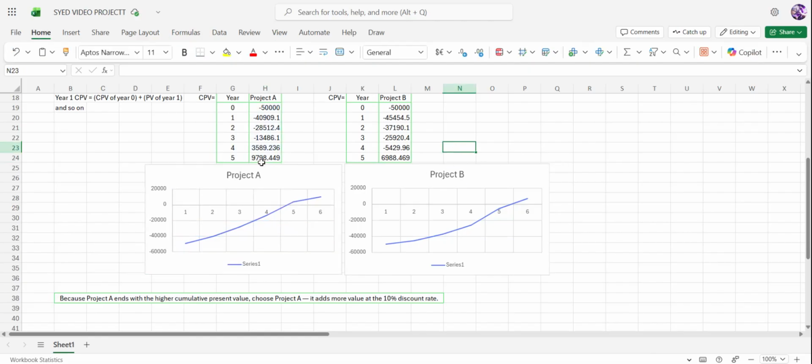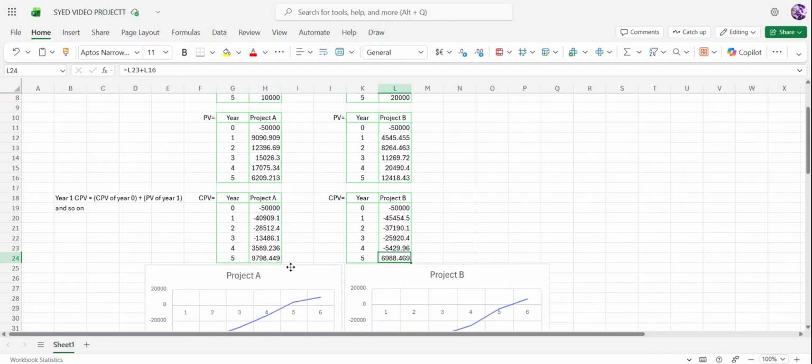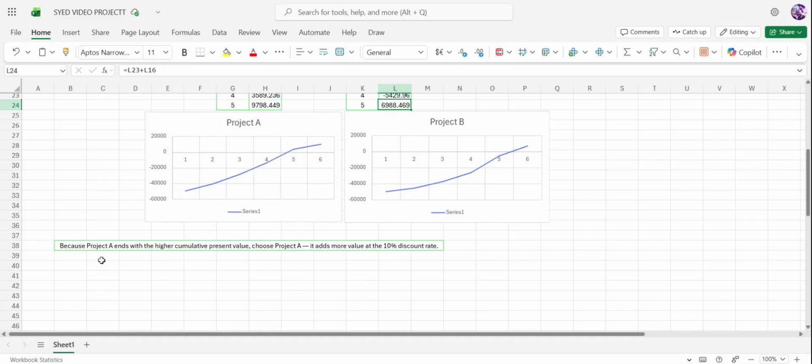We can just check the ending numbers right here to see which one is actually better. For project A, at year 5, the value is 9,798.449, and for project B, it's 6,988, which would mean that because project A ends with the higher cumulative present value, I would choose project A because it adds more value at the 10% discount rate.